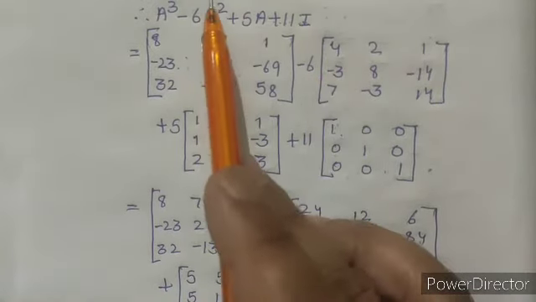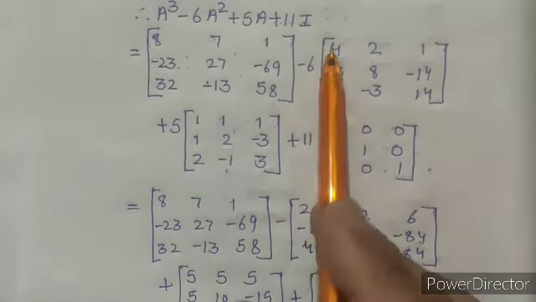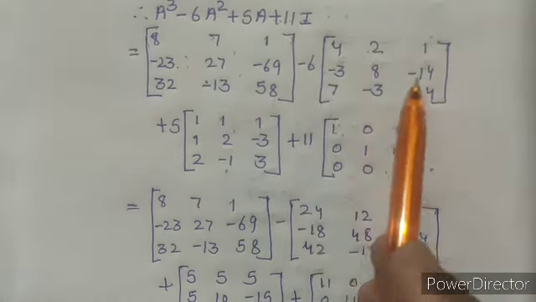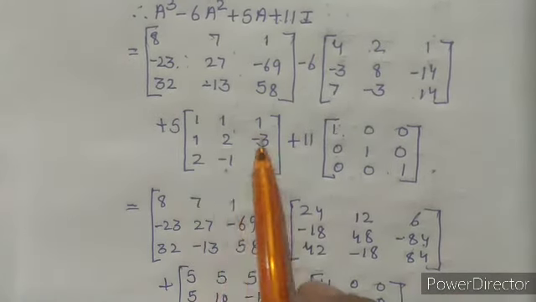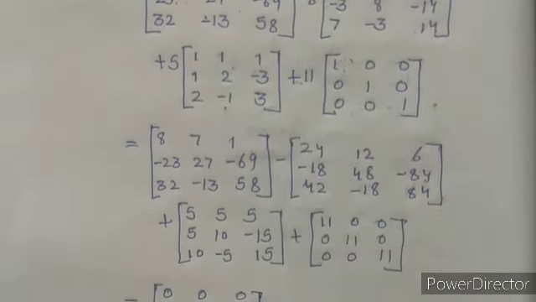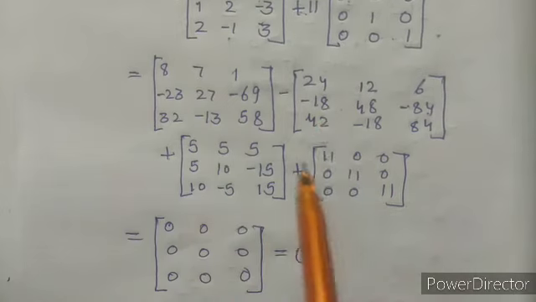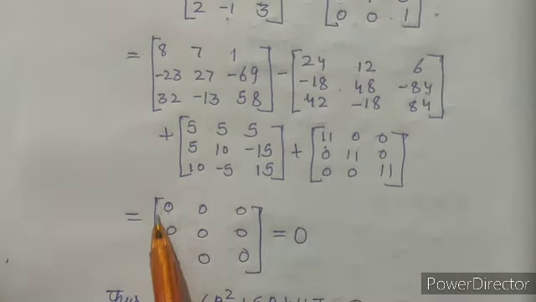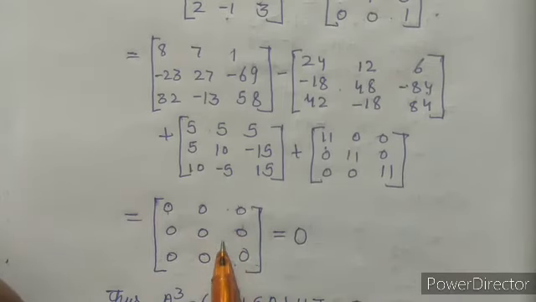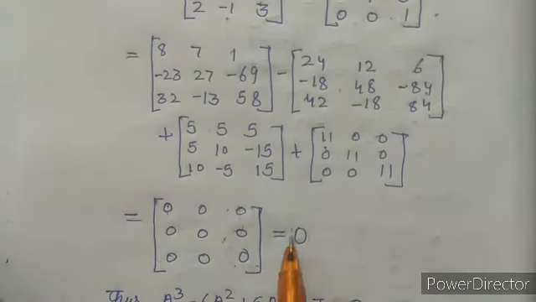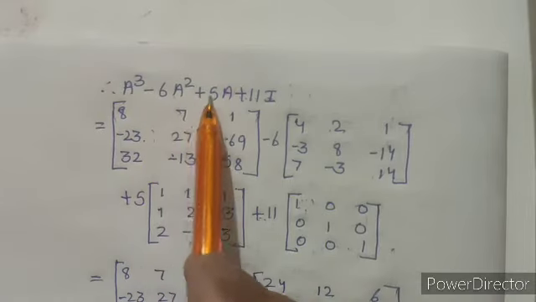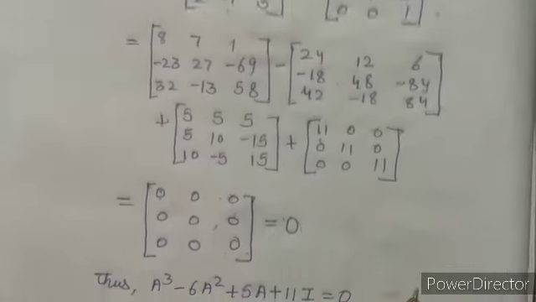Now for 6A square, we will multiply all the elements of A square by 6, all the elements of A by 5, and all the elements of the identity matrix by 11. Now adding these matrices, we will get a matrix with all its elements equal to 0. That means this matrix is equal to the O matrix or zero matrix. So we can say that A cube minus 6A square plus 5A plus 11I is equal to 0.